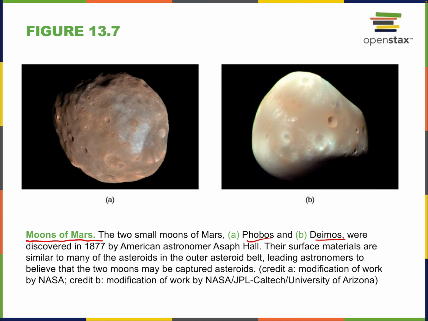All right? Captured asteroids. Do we see captured asteroids as moons of other planets? We certainly do. Not other terrestrial planets. Mars is unique in having captured asteroids as its moons, but its proximity to the asteroid belt may explain the gravitational interactions that led to them.